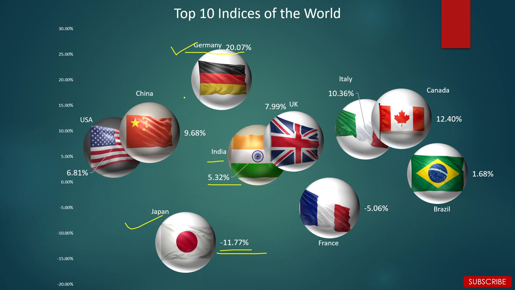Rest all are in between. As I said, Germany is on top, then Canada with 12.4, then Italy with 10.36, then China with 9.68, then UK with almost 8%, then US with 6.8%, then India with 5.32%, then Brazil with 1.68%. At number 9 is France with negative returns of 5.06%, and as we've seen, Japan is the worst performing economy in the last financial year with negative 11.77% returns.